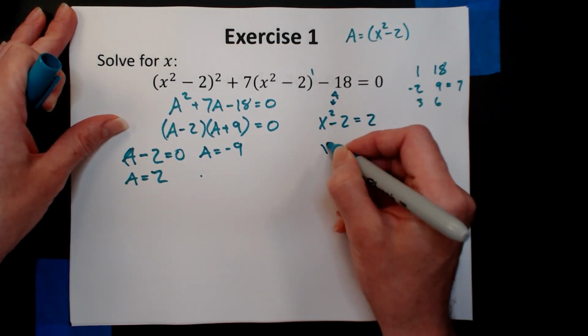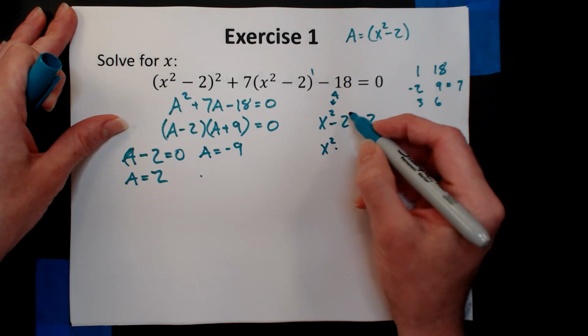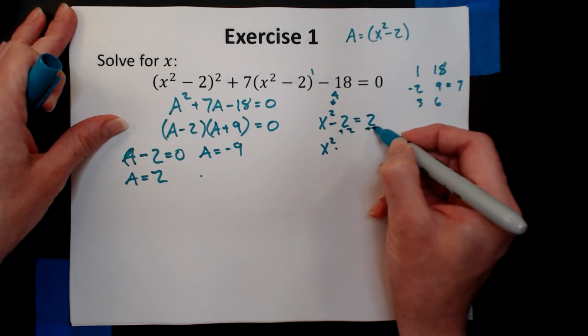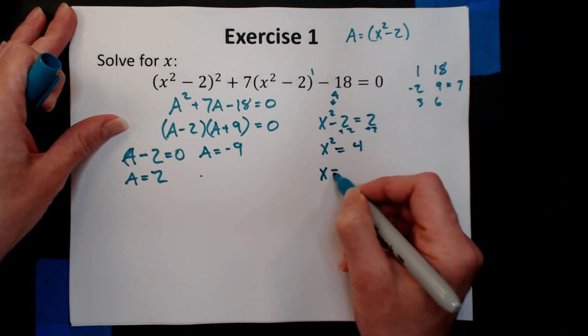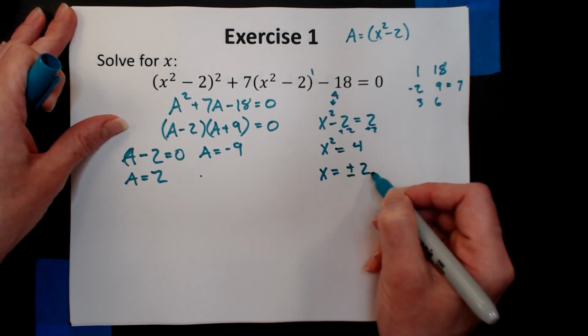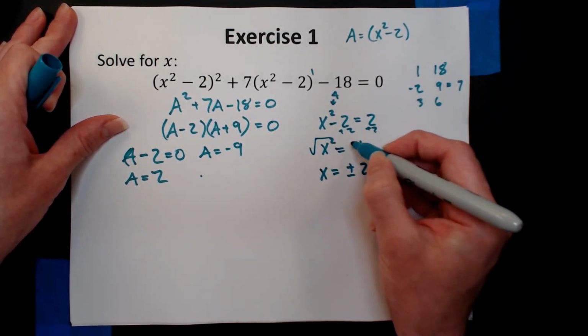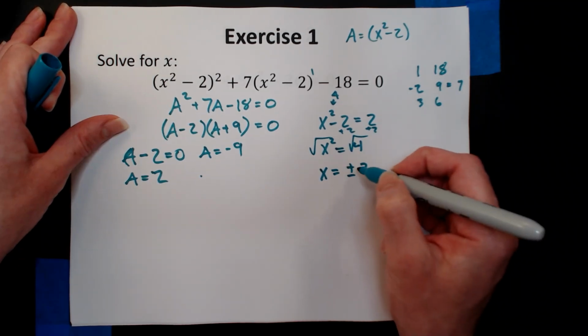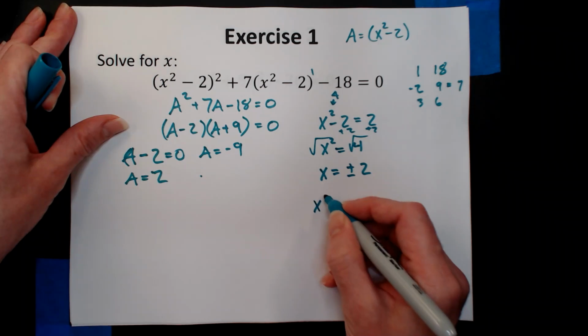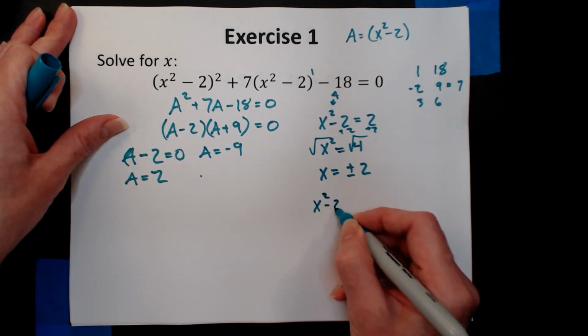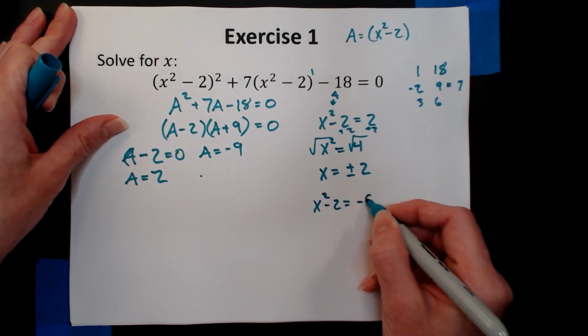So I'm going to get x squared minus 2 equals 2. If I add 2 to both sides, x squared equals 4. So that means x equals plus or minus 2. Once again, I just took the square root of both sides. When you take the square root, you have to have a plus or minus. I'm going to do the negative 9 now. So I'm going to have x squared minus 2 equals negative 9.